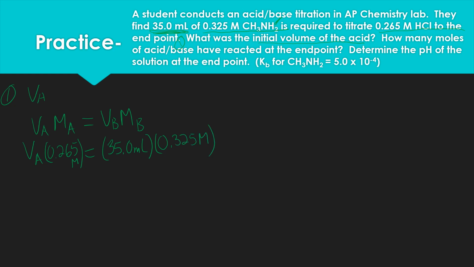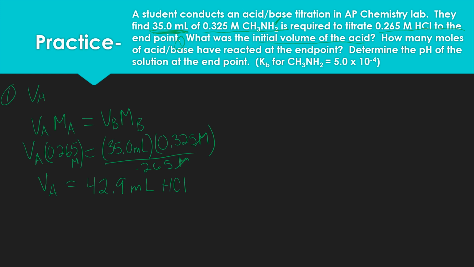So if we want to solve for our volume, we're going to divide both sides by our 0.265. The molarities will cancel, so we're going to be left with milliliters. So we get 35 times 0.325 divided by 0.265, and we get 42.9 milliliters of our acid, which is HCl. So we know our initial volume of our acid. So we can use that equation to find initial volume, initial molarity, those kinds of things for our chemicals.